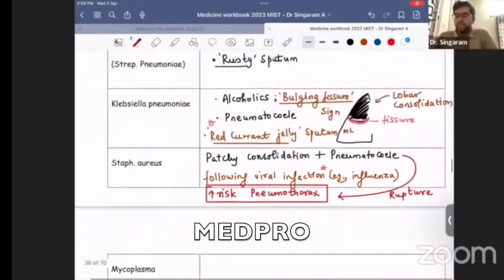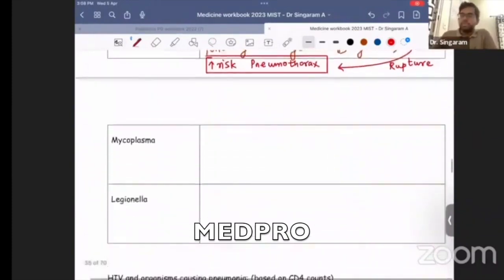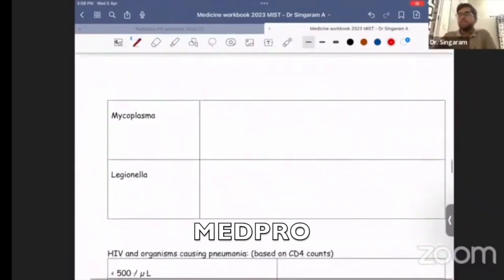Are you able to follow this? So strep pneumonia is over, Klebsiella pneumonia is over, and third thing is that Staph aureus associated pneumonia is also over. Now turn the pages, move on to the next page, which will be about mycoplasma. I told you already, mycoplasma is the best example of atypical pneumonia.